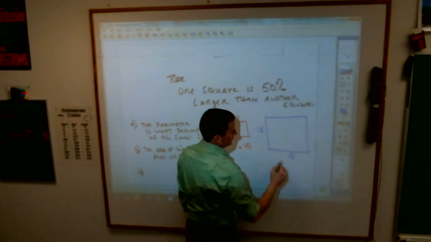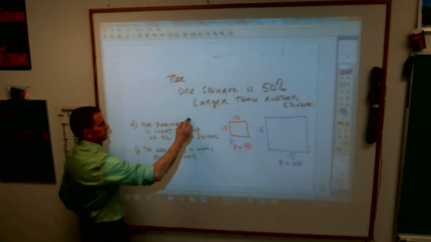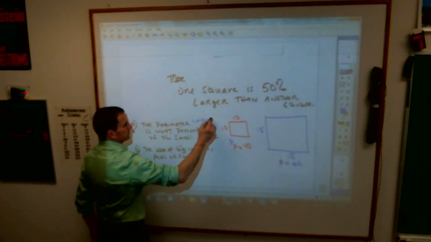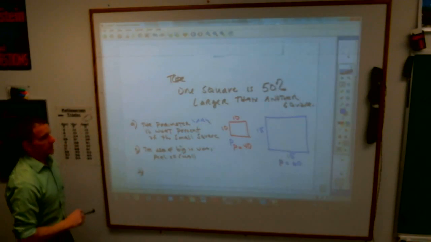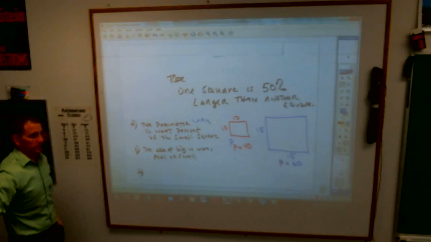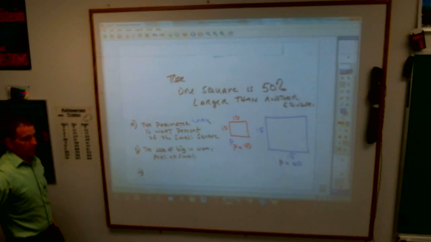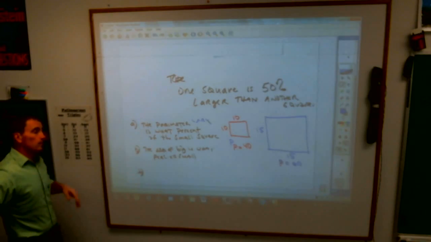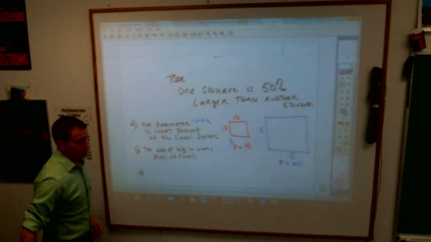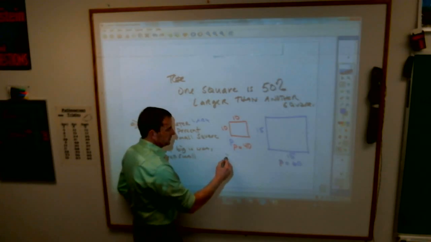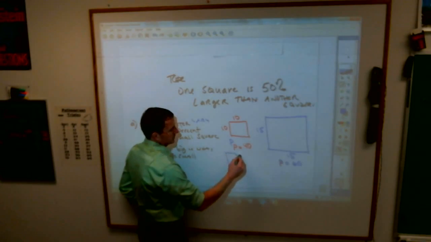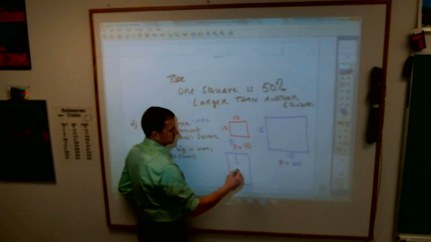Now, here's where I said wording is important. The perimeter of the large one is what percent of the small one? The perimeter of the large one is what percent of the small one? Now, in order to do that, I am, believe it or not, going to go back and draw a little percent ratio box here.